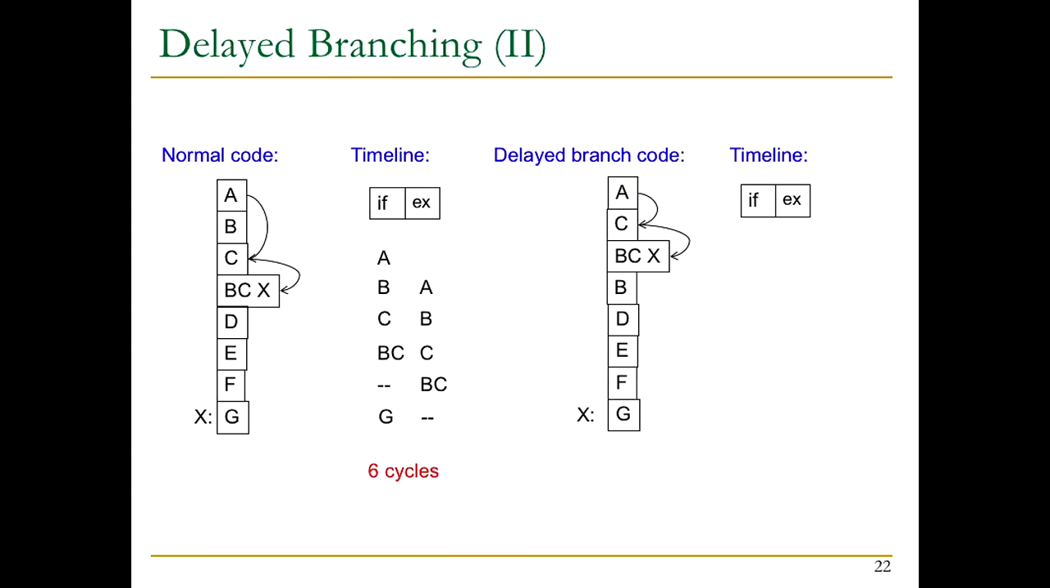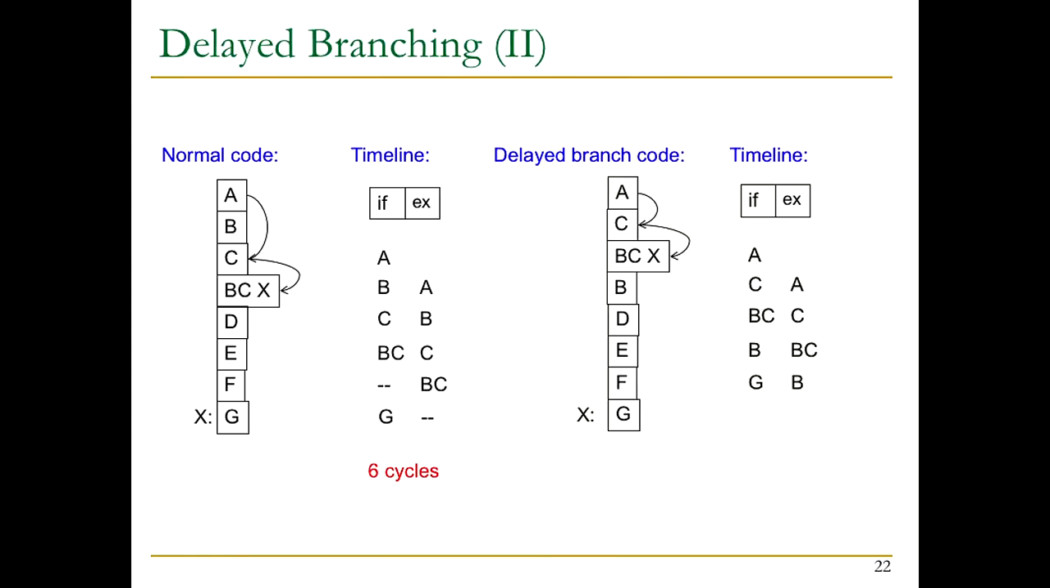Make sense? Now, if we execute this, you fetch A in the first cycle, C in the next cycle, the conditional branch in the next cycle, B in the next cycle. You don't need to predict the branch. You don't need to do anything to the branch because we're assuming that the branch takes effect after this instruction.